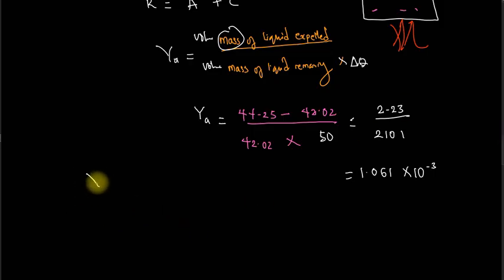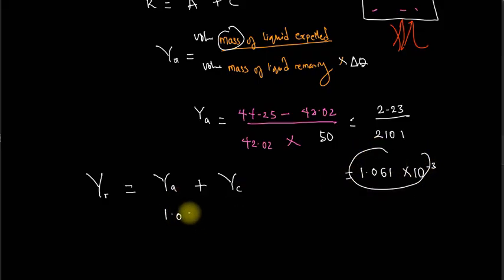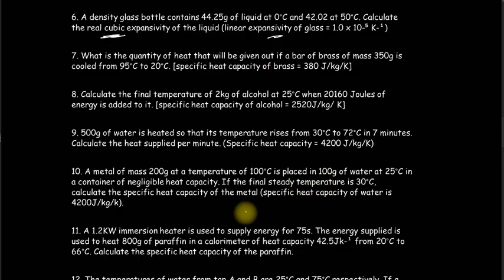So remember our formula was that the real cubic expansivity is equal to the apparent cubic expansivity plus what? The cubic expansivity of the container. So to calculate the real cubic expansivity, we already got our apparent, so we can just write that there. 0.61 times 10 raised to the power minus 3 plus what? Our cubic expansivity of the container. In this case, the container is glass. So they give us the linear expansivity as 1 times 10 raised to the power minus 5.